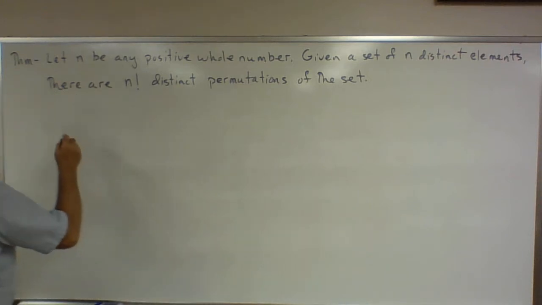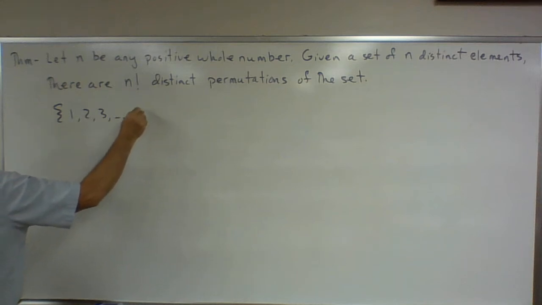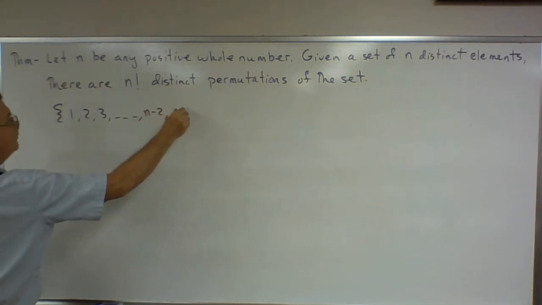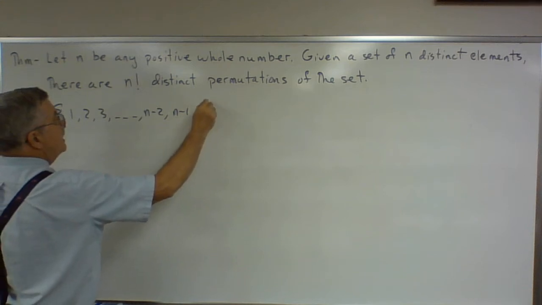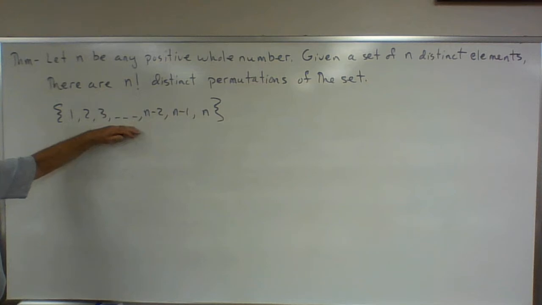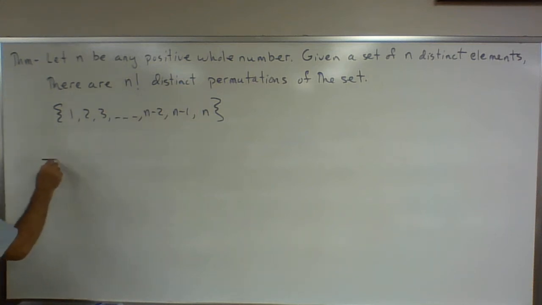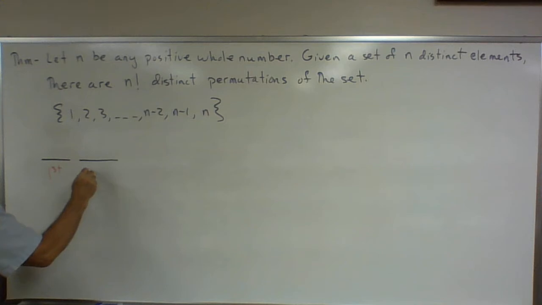Let's just take the set of elements 1, 2, 3, ..., n minus 2, n minus 1, n. Let's just take a set of n elements, and we'll just say that they're 1, 2, 3, 4, 5, 6, all the way up to n. And we have an element that can be put or selected first. And after we've selected that element, there's going to be a second element.